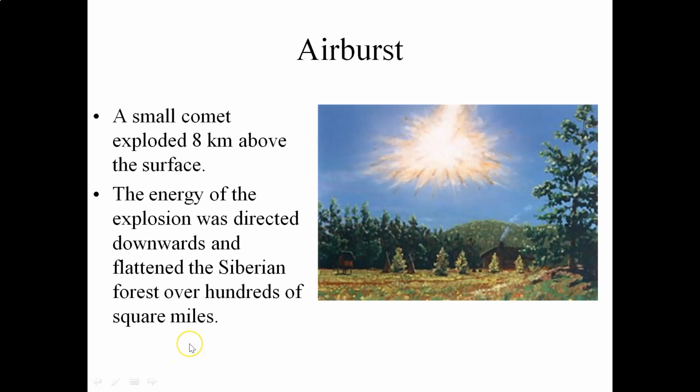So there are really no witnesses to what actually happened at that time because it was in a pretty remote area of Siberia. But once again, what occurred is what is sometimes referred to as an airburst. So this small comet exploded maybe 8 kilometers above the surface of the Earth. The energy of the explosion was directed downwards, and it flattened the Siberian forest over hundreds of square miles.